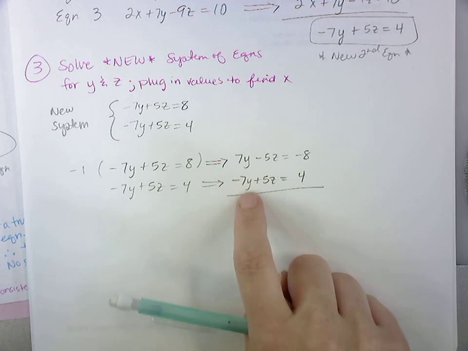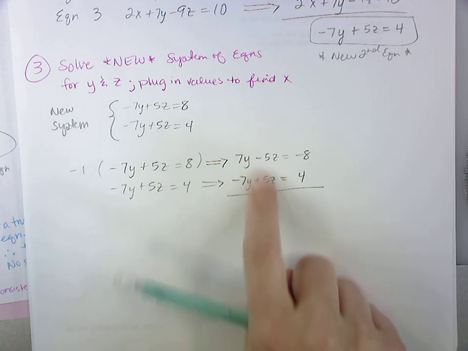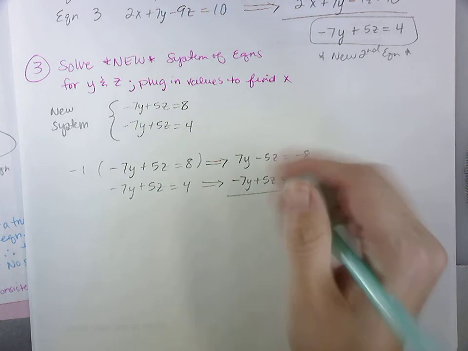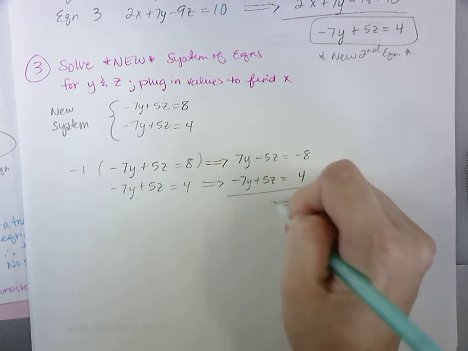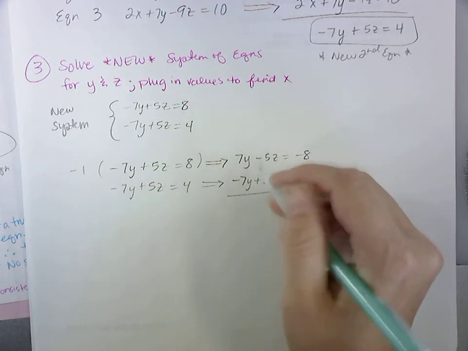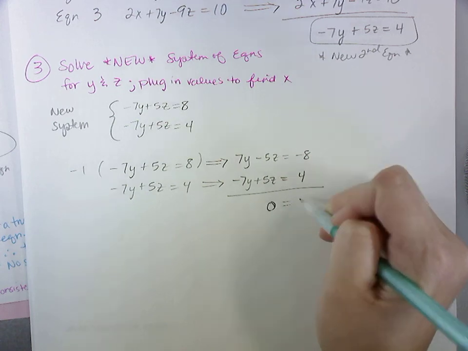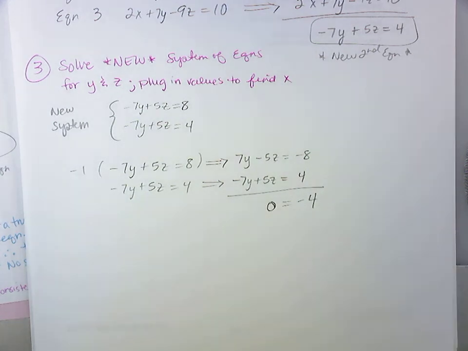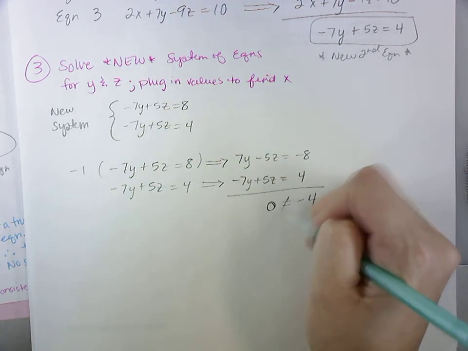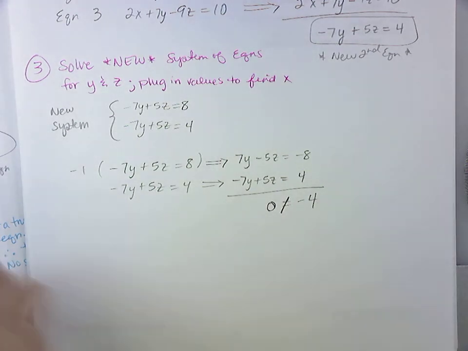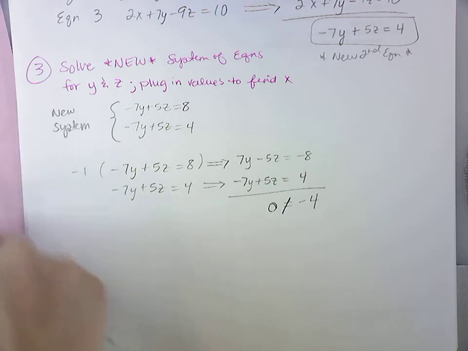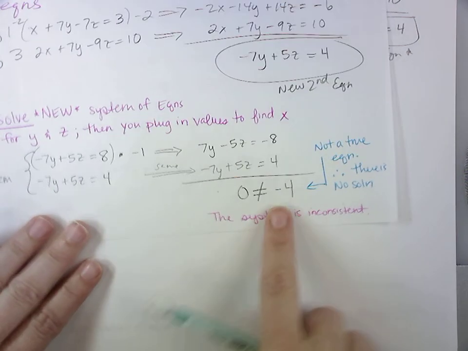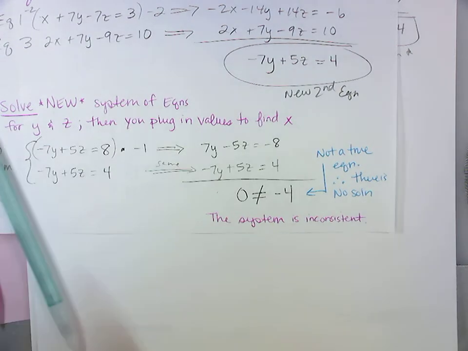So once you add straight down, what happens with your variables? They go away. Okay, so then what are you left with? On this side you have what? 0. On this side you have negative 4. Okay, so it says 0 equals negative 4. Is that a true statement? No. So then what is this system? It doesn't work. It's not a true equation, so there's no solution, and we say that the system is inconsistent. What Logan noticed is that I can't have two of the same equations that are equal to something different. So that would be an inconsistent system.